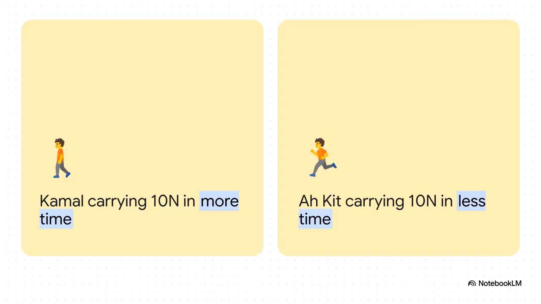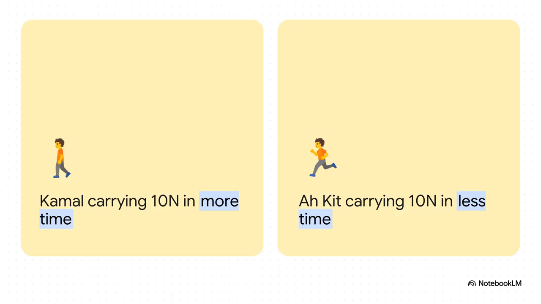Let's ground this with a classic textbook example. Think about Kamal and Akhet. They're both carrying a 10 Newton load up the exact same flight of stairs. Now, because the force and the displacement are identical, they are doing the exact same amount of work in joules. But if Akhet runs up those stairs and takes way less time than Kamal, Akhet has a higher power output. Same work, done faster, equals more power.